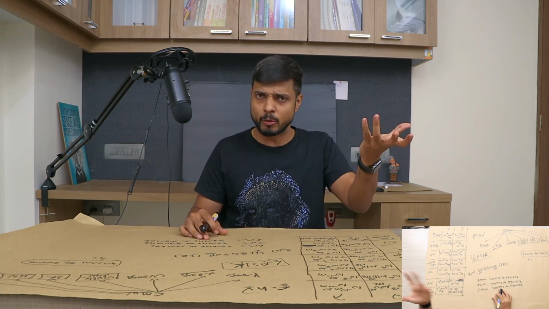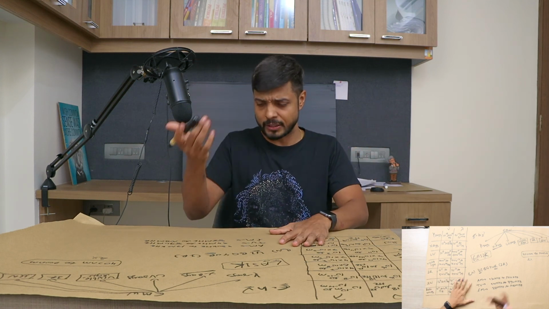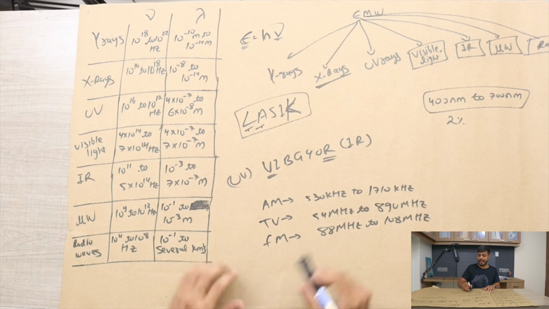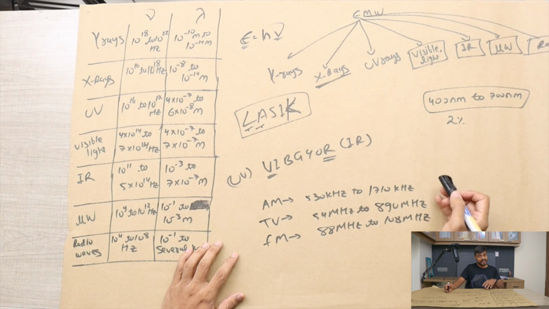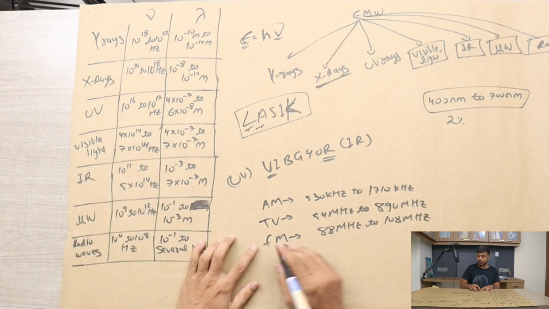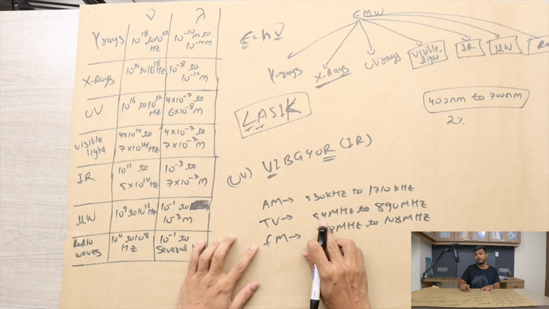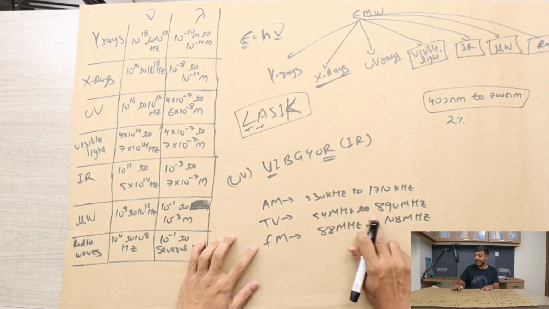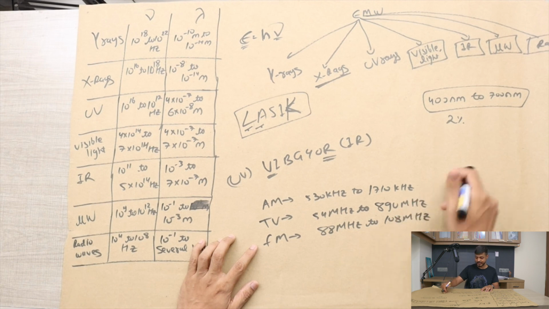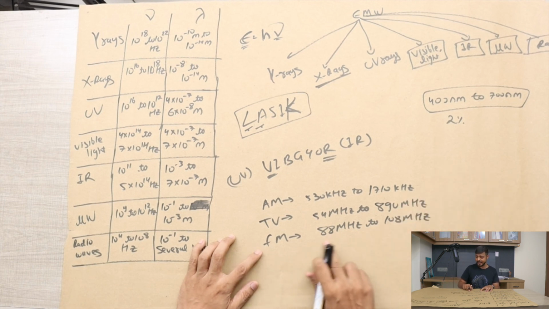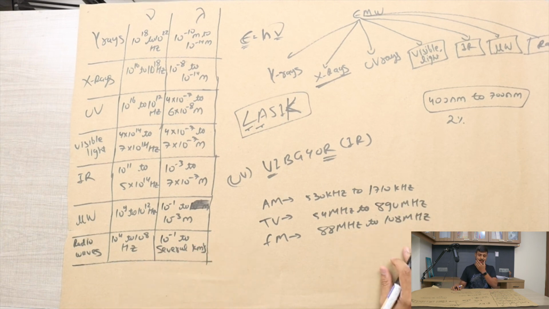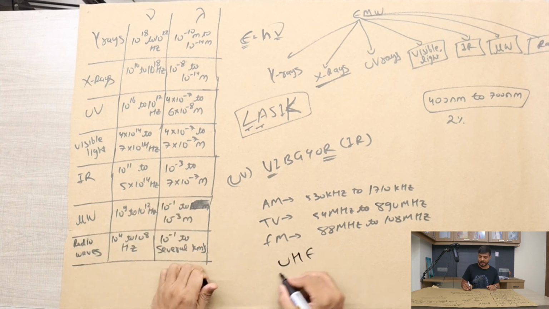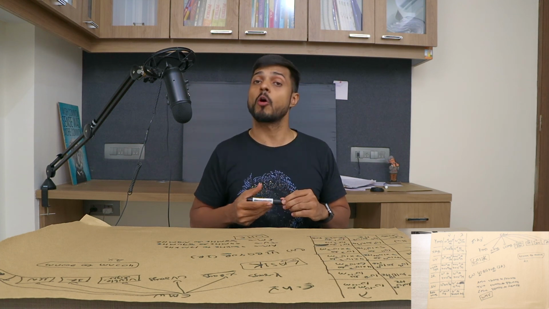AM is a bit outdated technique which we used for radio signals, and the range of AM lies between 530 kilohertz, that is 10 to the power 3 hertz, to 1710 kilohertz. For TV signals, the older versions, we used the range 54 megahertz, 54 into 10 to the power 6 hertz, to 890 megahertz. For FM we use 88 megahertz to 108 megahertz. And for the mobile network we use UHF, that is ultra high frequency. So that was all about the radio waves.